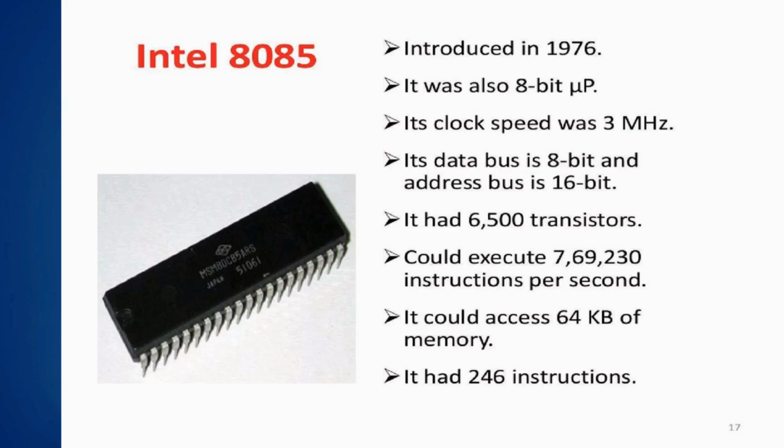It could access 64 KB of memory. It had 246 instructions. So this is our IC. This is what we are going to study as a fundamental IC. This IC has a standard specification that we call the spec. The spec is going to meet some basic requirements. That is why we call this IC an 8-bit microprocessor. This is a fundamental IC. The name is Intel 8085.